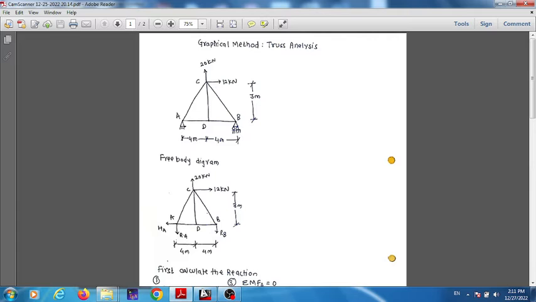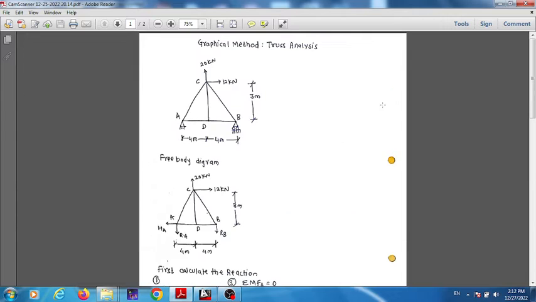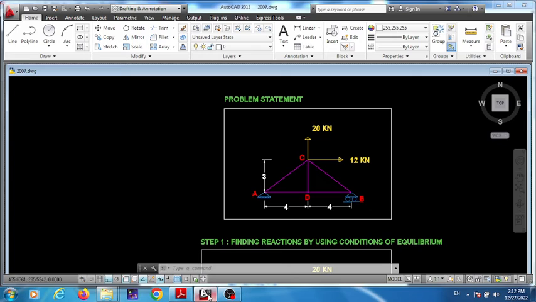In this video, we are going to solve a truss by using a graphical method. Okay, this is the problem statement. I have solved this entire truss manually, but I will show you how to solve this truss by the graphical method. This is one of the interesting, fascinating, and the simplest methods of analysis of truss.